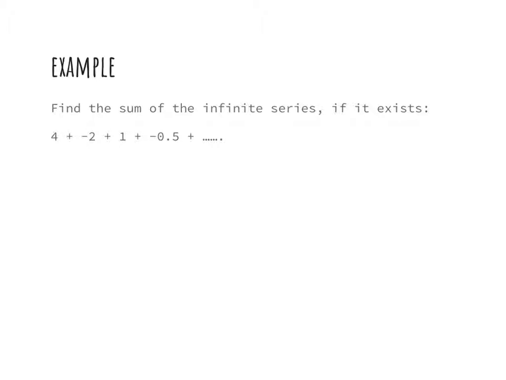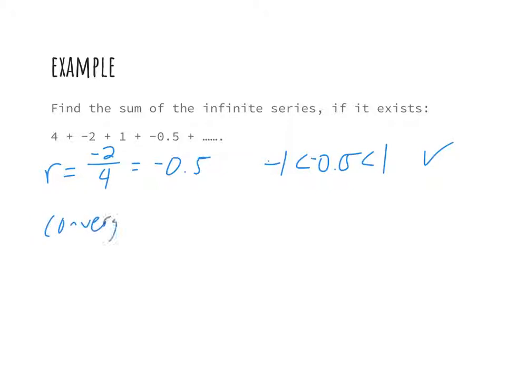Our next example, we've got the series 4 plus -2 plus 1 plus -0.5, and then keep going forever and ever and ever. We're going to find the sum if it exists. First of all, we have to find r. To find r, we take the second number divided by the first. -2 divided by 4 gives me a -0.5. Now -0.5 does fall in between -1 and 1. So it is a convergent series, so we can in fact find the sum.